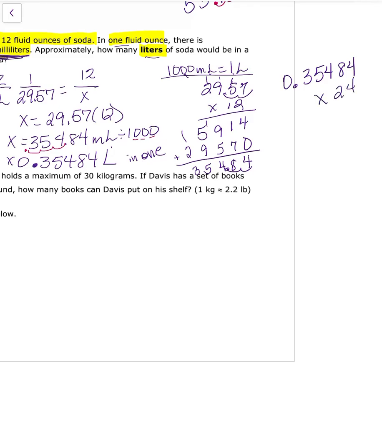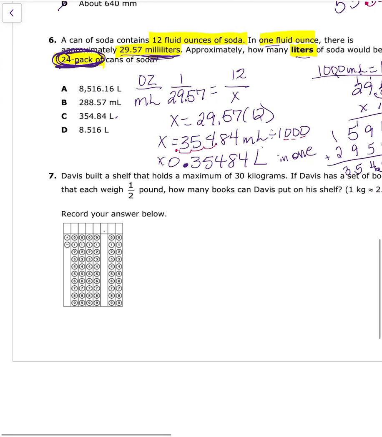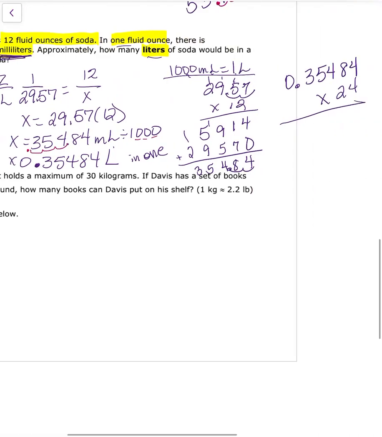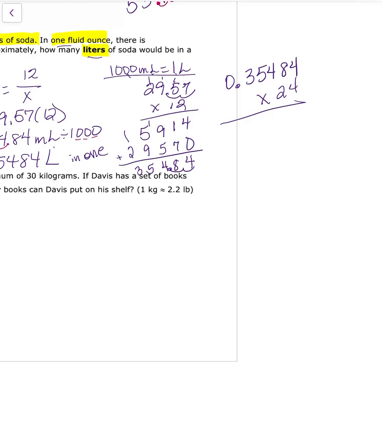What do you think? I bet we could shorten it because when we look at our answer choices, we have 8 liters, 354 liters, 288, and then 8,000. Those numbers are super far apart. So I'm going to make this shorter. I'm not going to do it by all of those numbers. I'm going to do 354 times 24. That will be plenty enough for me to be able to tell what the answer is. You know, being exact is not always necessary.